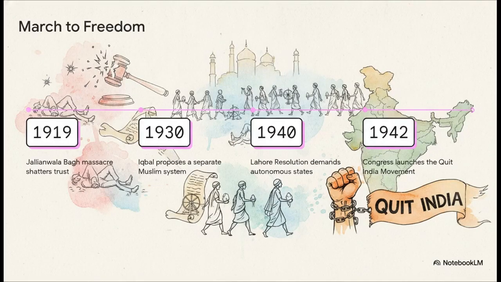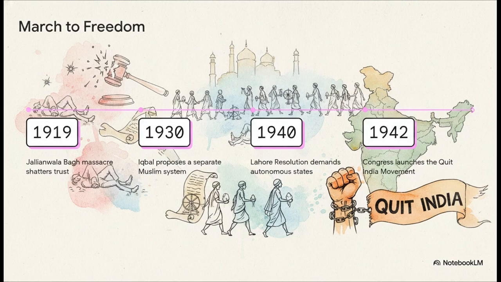Hitting the 20th century, the demand for independence becomes an unstoppable wave. Just look at the rapid escalation of these events. In 1919, you have the horrific Jallianwala Bagh massacre, where General Dyer fired on thousands of unarmed civilians. That event completely shattered any remaining trust in British justice. Through the 1920s, figures like Mahatma Gandhi transformed the freedom struggle into a true mass movement through civil disobedience and nonviolence.